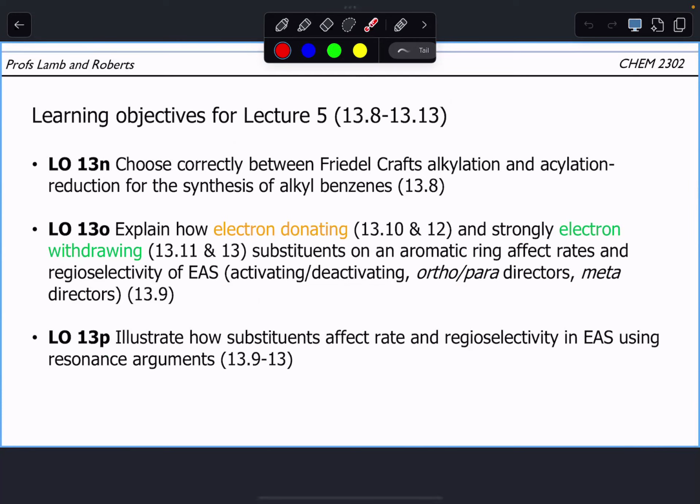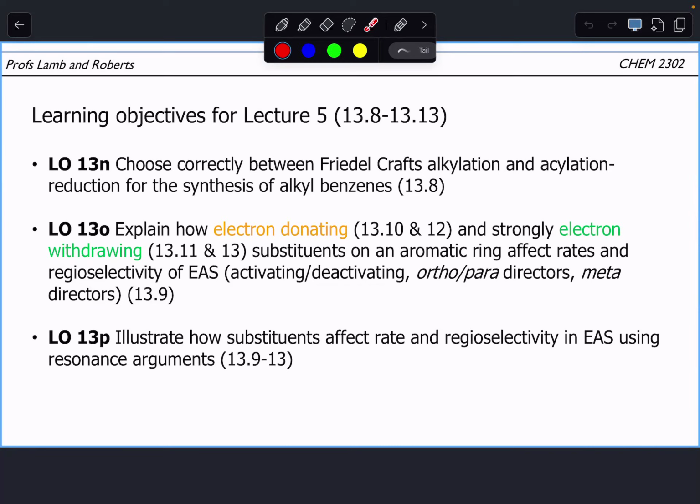So we have 3 learning objectives, though the last 2 are really combined. But the first one is choose correctly between Friedel-Crafts alkylation and acylation reduction for the synthesis of alkyl benzene. So you previously learned each of those reactions separately. So we're now going to compare them and when you might use the different pathways.